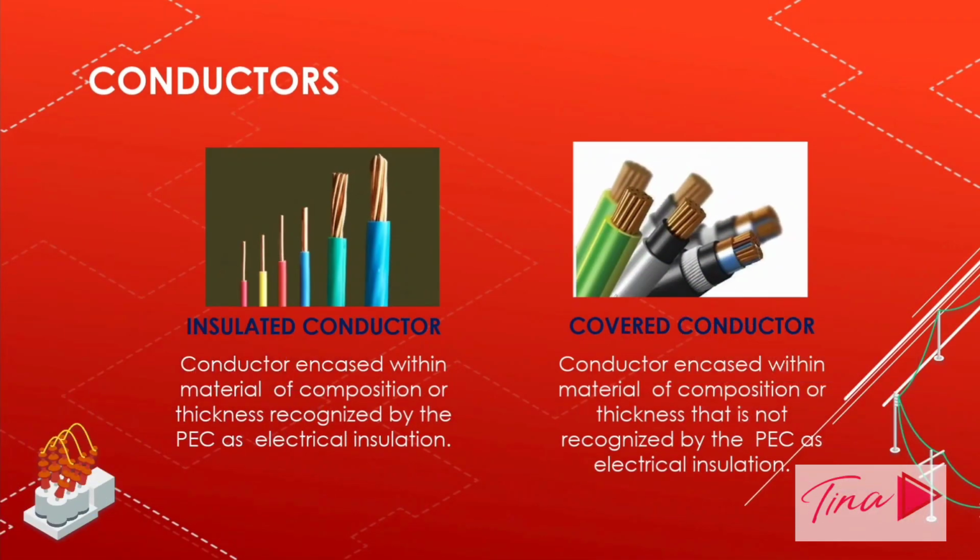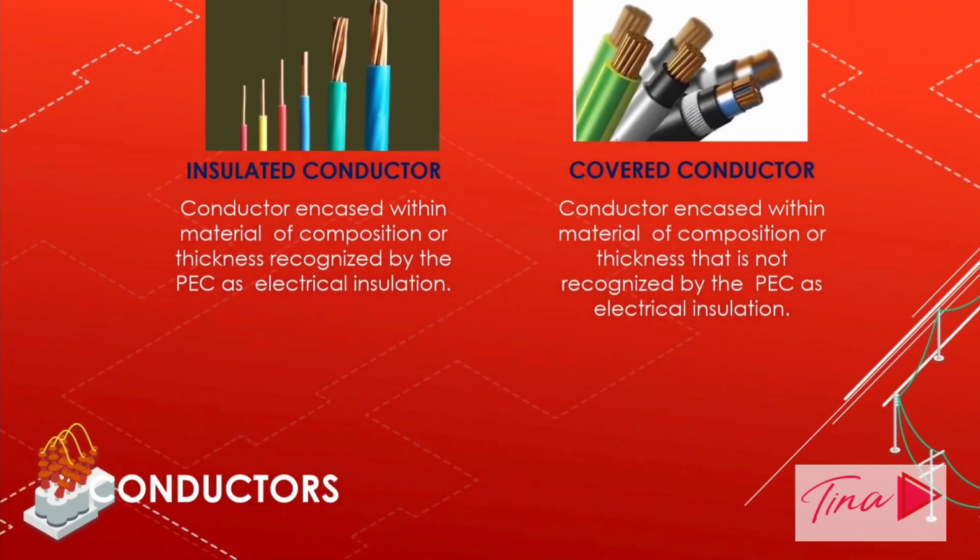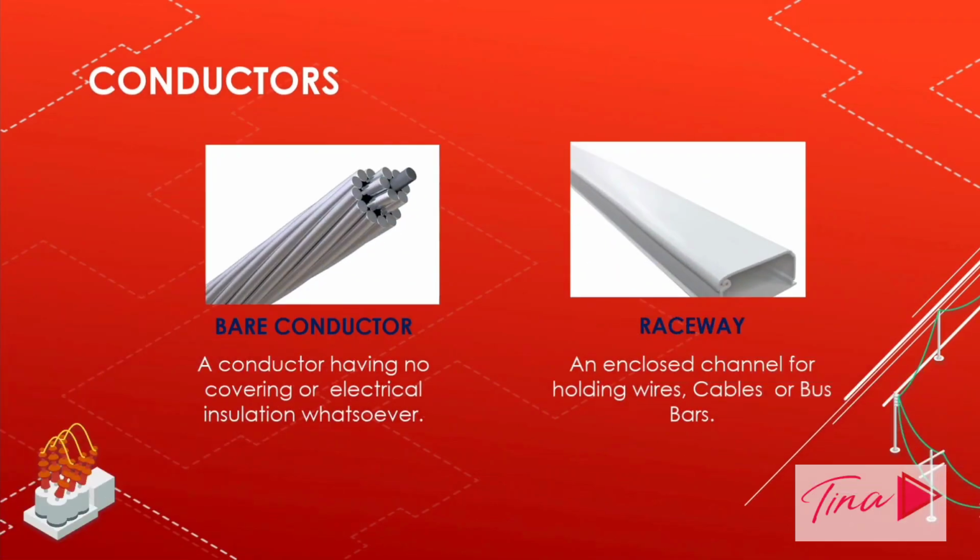We also have insulated conductor. It is a conductor encased within material of composition or thickness recognized by the PEC as electrical insulation. We also have the covered conductor. This is a conductor encased within a material of composition or thickness that is not recognized by the PEC as electrical insulation. Bare conductor is a conductor having no covering or electrical insulation whatsoever. And we have the last one, which is the raceway.